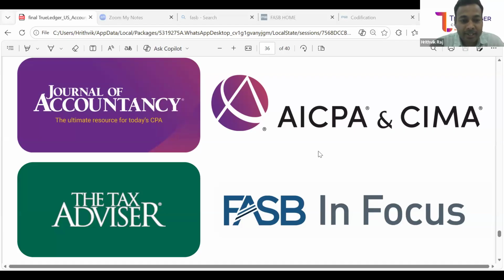And there is another one, The Tax Adviser from the AICPA, which is also a dedicated tax journal, and it gives more detail about technical publications that are available outside of primary source material. Monthly issues cover federal and state tax, cross-border planning, and IRS procedures.